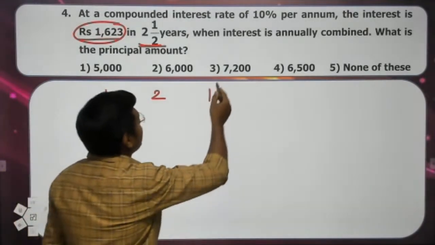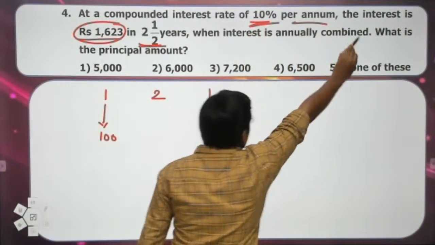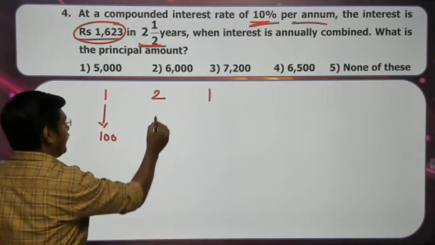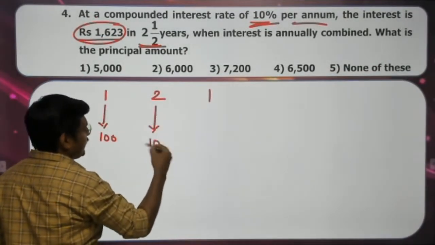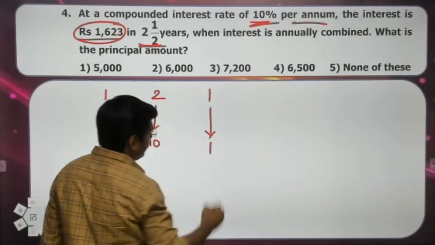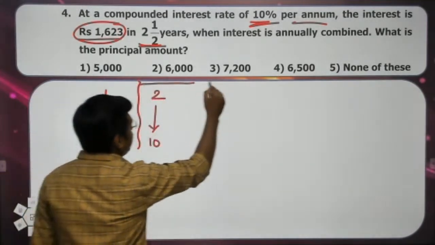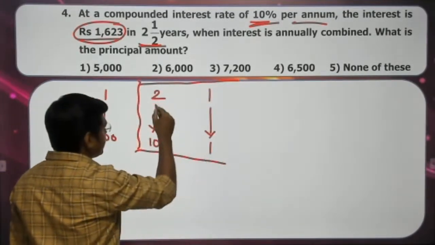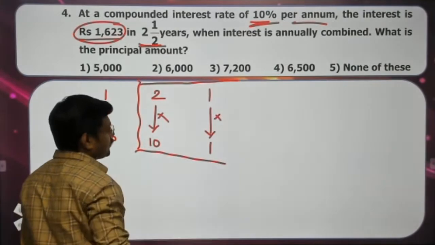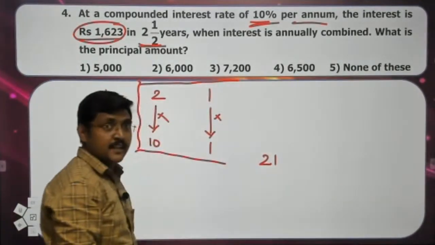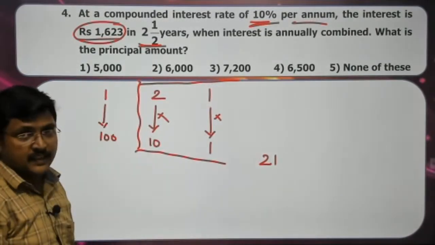And the rate is clearly given, 10% per annum, then it becomes 10% of 100. We know that it is 10, and 10% of 10 will be 1. So we can easily say that from this condition the interest for 2 years is 20 plus 1, 21. That is the interest for 2 years if we assumed our principal amount as 100.